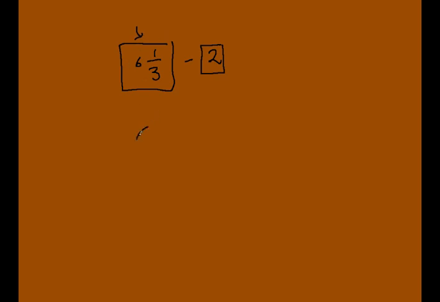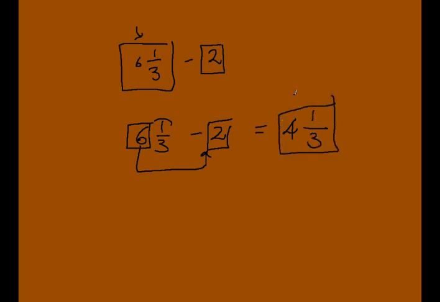Whenever you're subtracting a whole number from a mixed number that comes first, the problem is fairly easy. All you have to do is take the whole number in front of the mixed number and literally subtract it with this number. So we're going to do 6 minus 2, which is 4, and you keep the fraction part of it, which is 1/3. And that's your final answer.